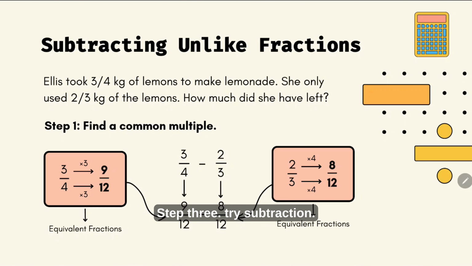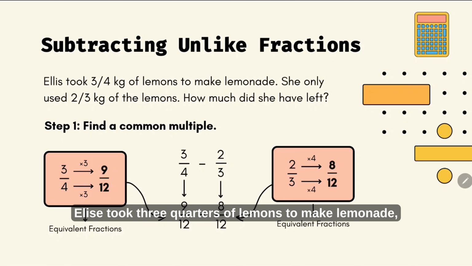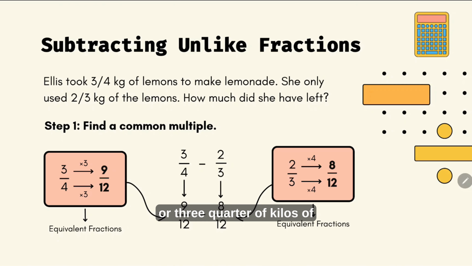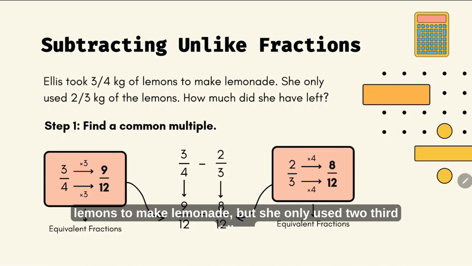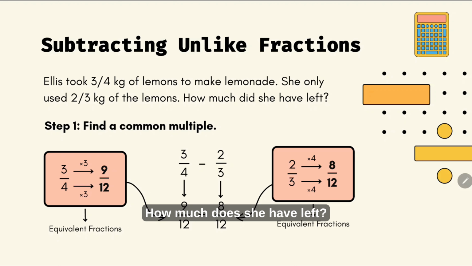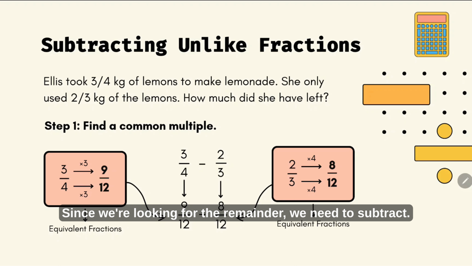Now let's try subtraction. Elise took 3/4 of a kilo of lemons to make lemonade, but she only used 2/3 of a kilo. How much does she have left? Since we're looking for the remainder, we need to subtract.